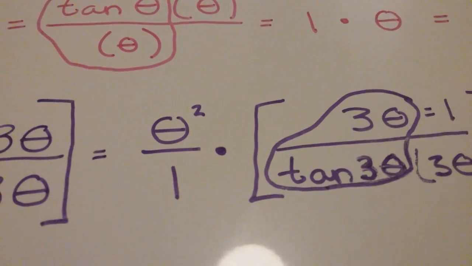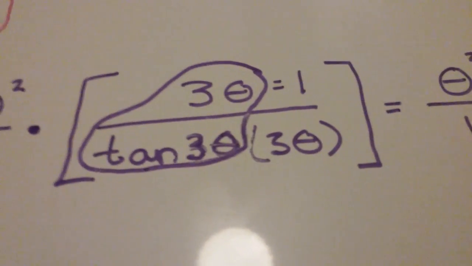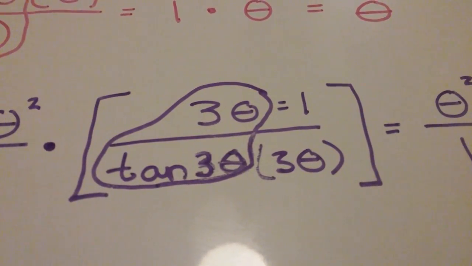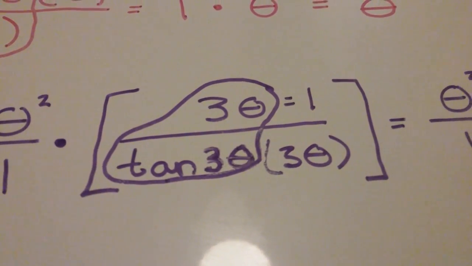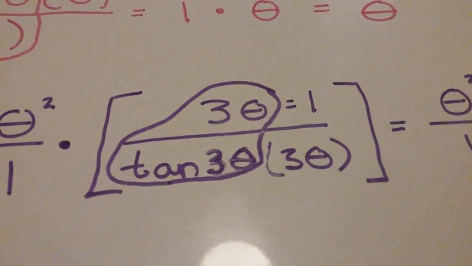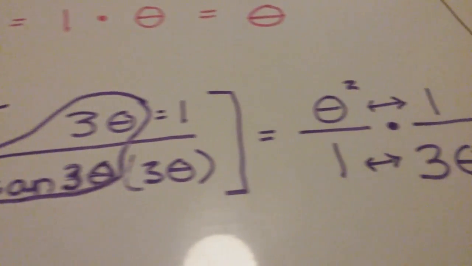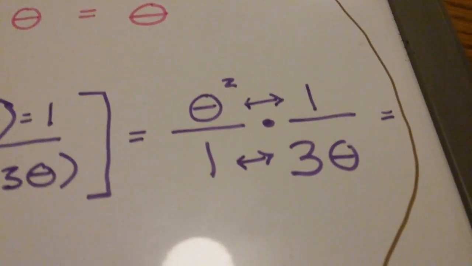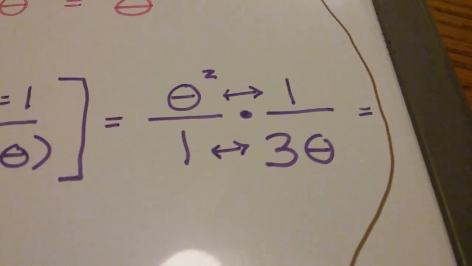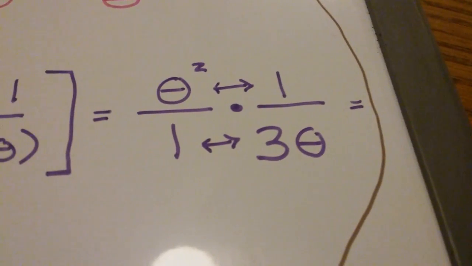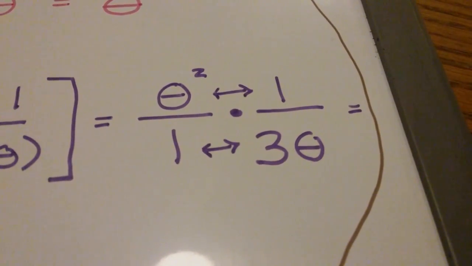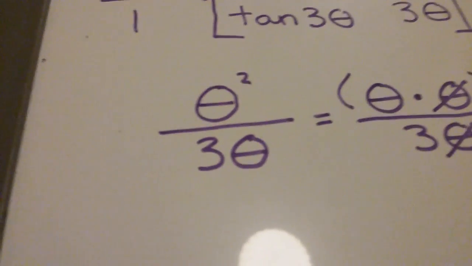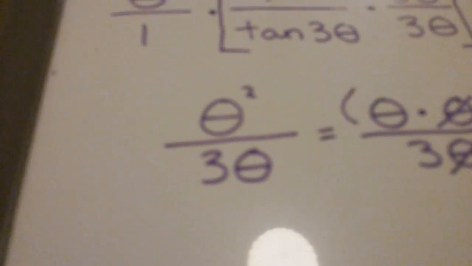What you do to one side, you do to the other. Make sure to carry over your theta squared, and you'll get this. You'll get 3 theta on top over tangent of 3 theta times 3 theta. Your 3 theta over tangent of 3 theta can cancel out to 1. Don't forget to carry your theta squared, and you get 1 over 3 theta. Because they're being multiplied together, you can go ahead and just multiply. When you're multiplying fractions, you multiply the tops together and multiply the bottoms together. When we do that, go down here, we get theta squared over 3 theta.